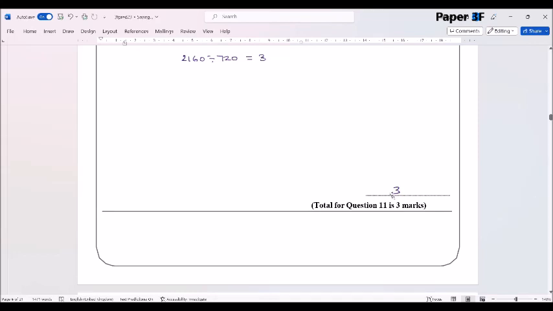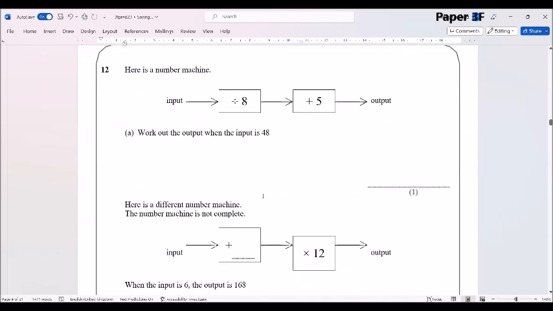Number 12. Here is a number machine. Work out the output when the input is 48. So let's pop 48 there. Divided by 8, which is 6. And then plus 5 is 11. Okay, so nice and easy there.